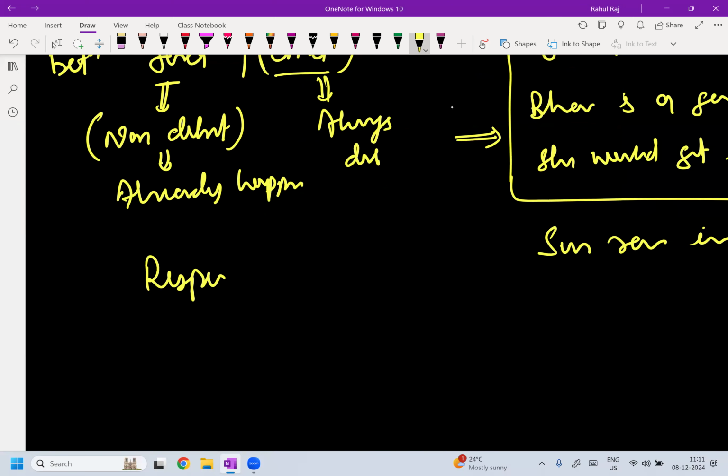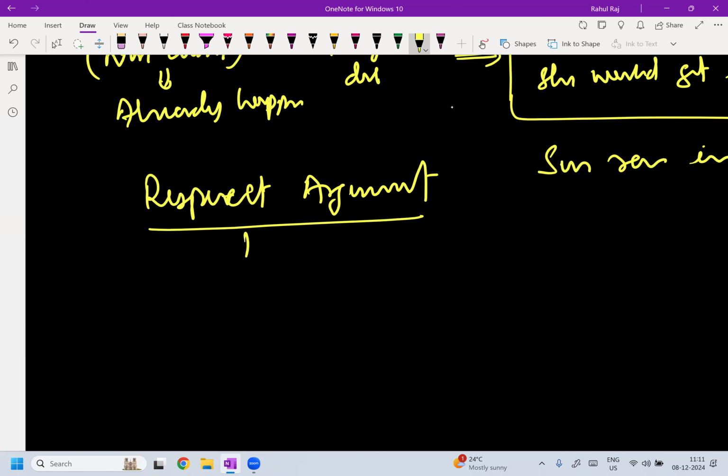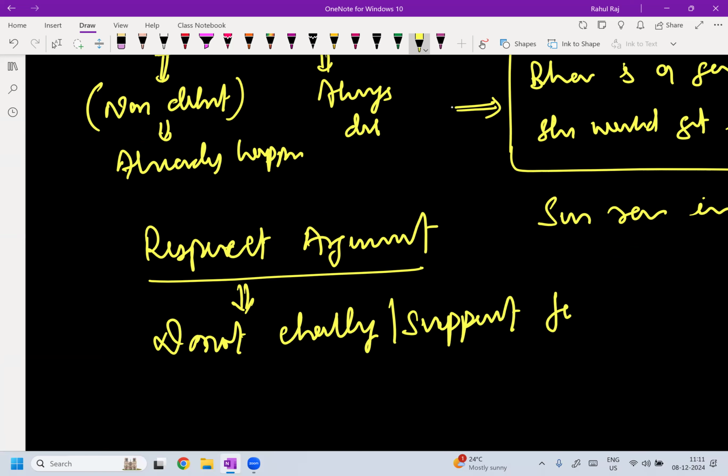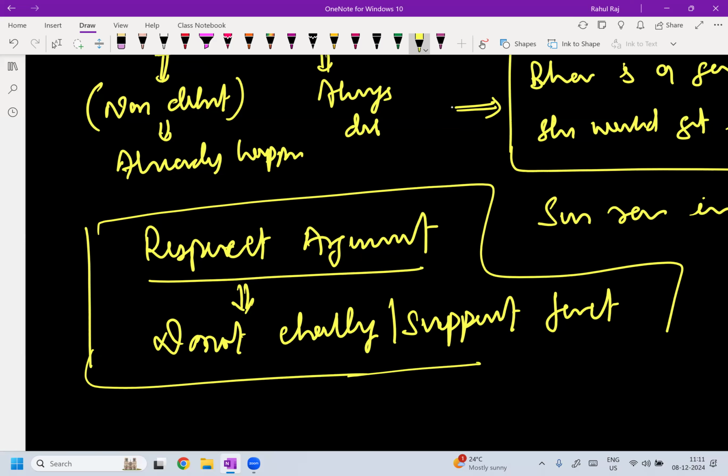And when I say your job is to respect the argument, what do I mean by this? What is the meaning of this? It means consider the argument to be 100% true. It simply means do not challenge the facts that are present in front of you. Do not challenge or support facts that are presented in front of you. And this is valid for any type of CR question. You might not understand this right now, but let me solve some questions and you will have a very clear understanding.